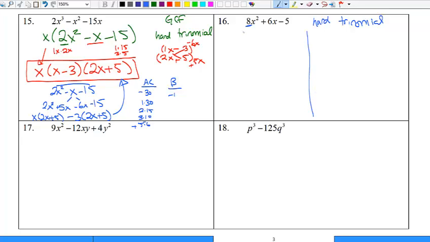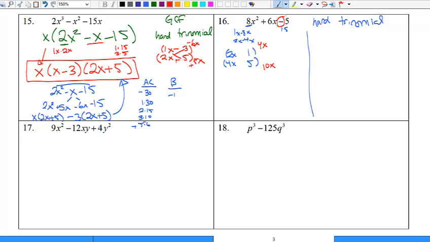So one method is guess and check, where I can take 1x times 8x, or I could do 2x times 4x. But the 5 only has one choice, so that's nice. So I'm going to try, let's say, 2x and 4x. And I'm going to try 1 and 5. And I don't know if this is the right combination, but I'm going to go ahead and try it. I get 4x and 10x with one of each sign.